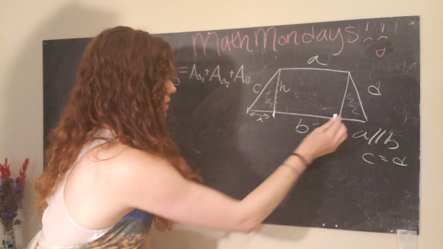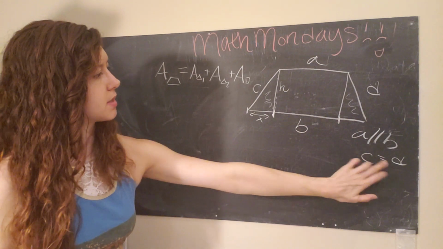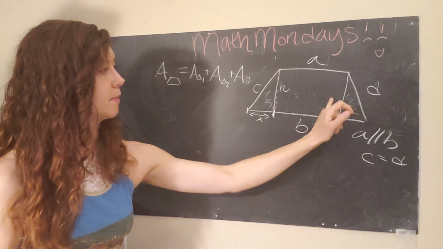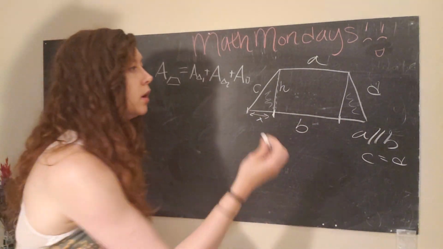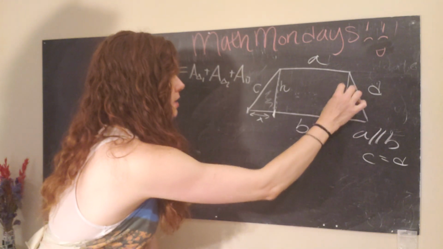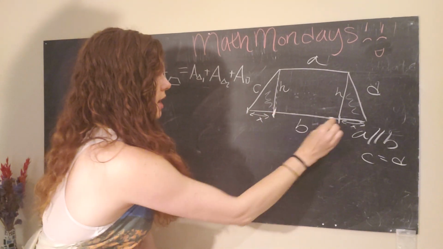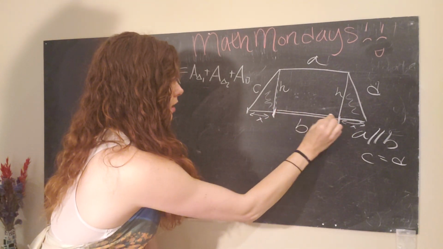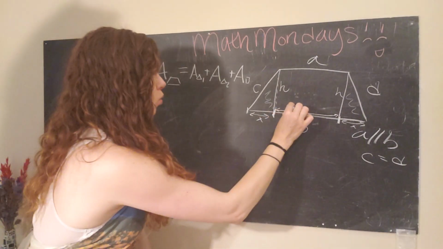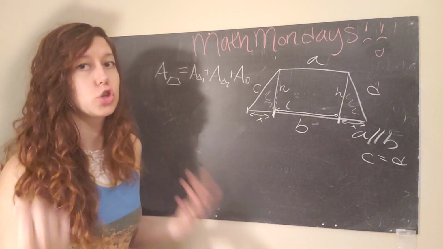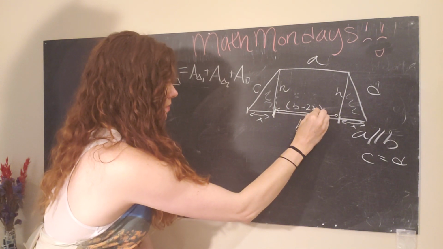So what we'll notice is that we are going to call this X and this H, and so since C equals D, we have the same thing that we had with the parallelogram where these two triangles are equal. So in this case, we can say this is H, and again, this is X. And so then we ask, well, what is the distance here? What is the base of our rectangle inside this trapezoid? Well, X plus X is 2X.